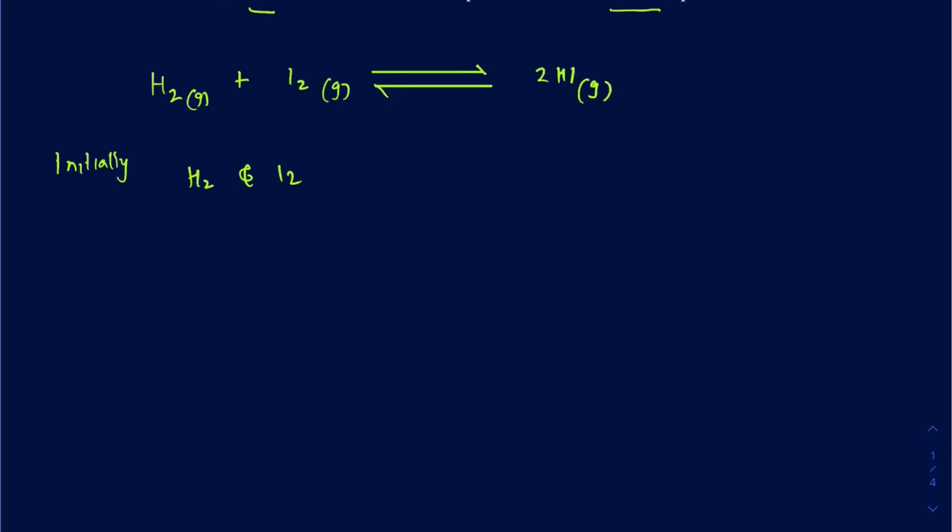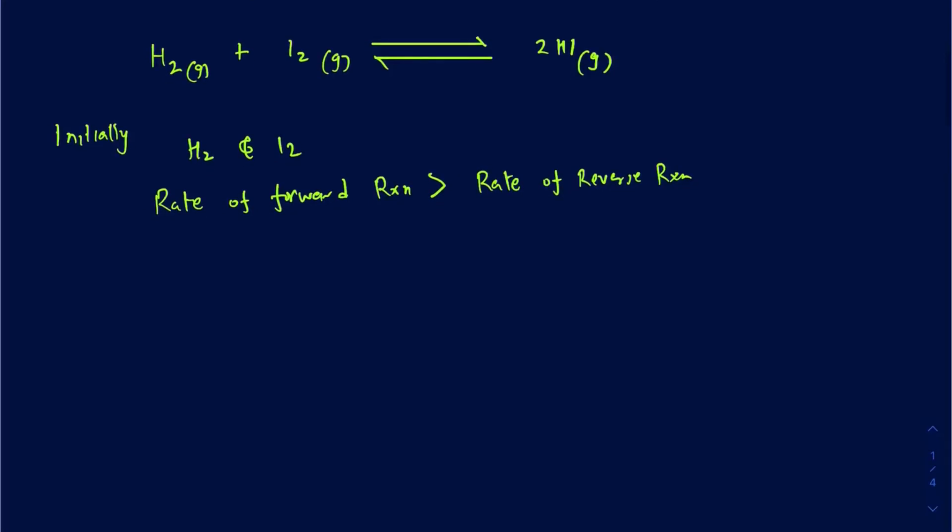So when you're adding the H2 and I2, what's going to happen? The rate of forward reaction is actually going to be greater than the rate of reverse reaction, because you don't really have too much HI made yet. But as time progresses, you have more HI. As time passes by, the rate of forward reaction is going to decrease and the rate of reverse reaction is going to increase. So that's very important to understand.